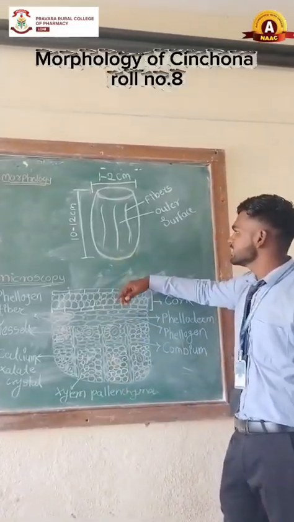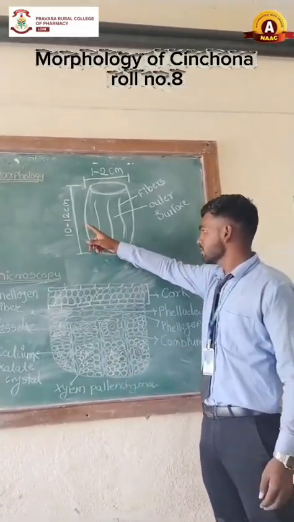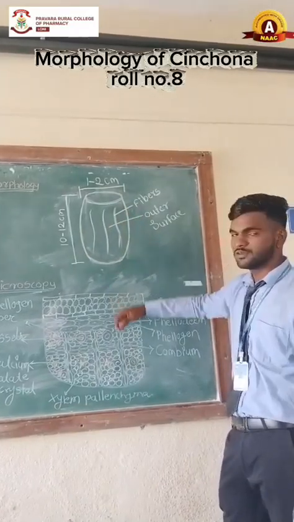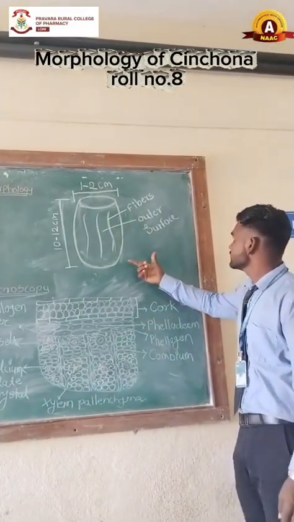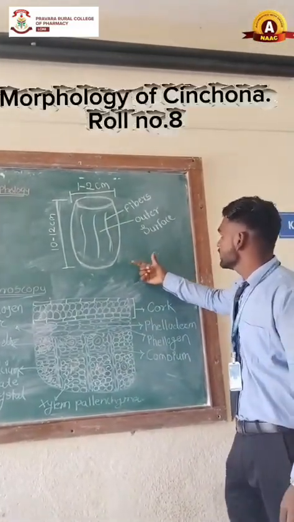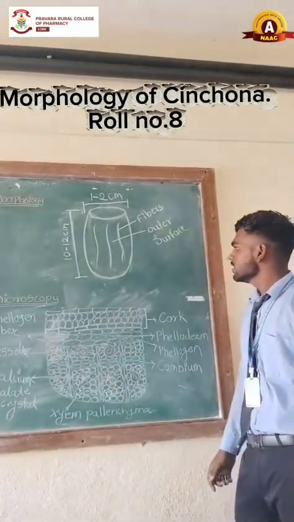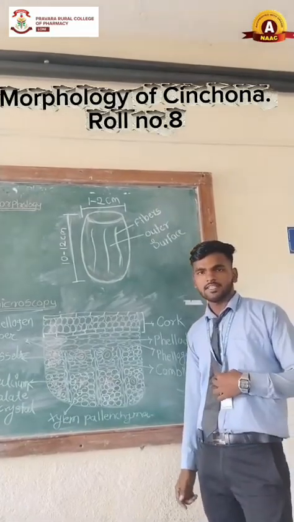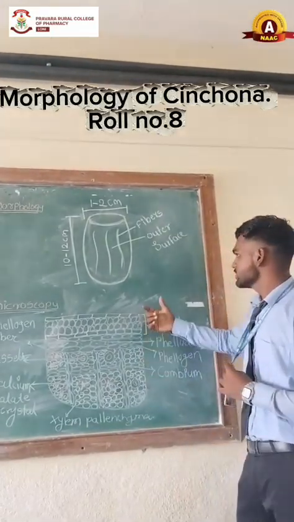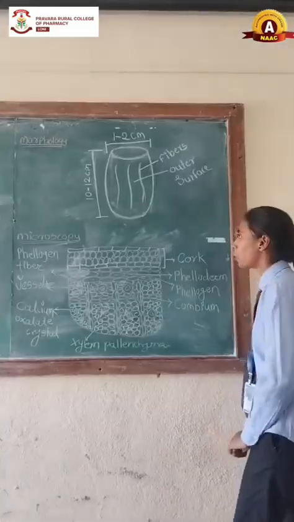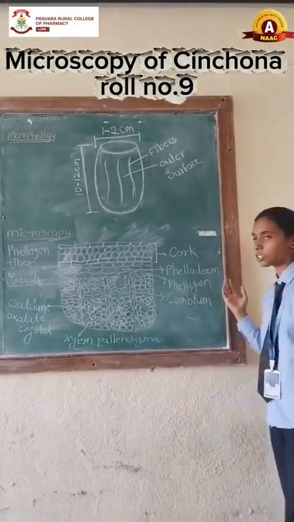Morphology of cinchona: its length is 10 to 12 cm and width is 1 to 10 cm. It contains fibers on the outer surface. It is rod shaped, and its physical properties are that the odor is characteristic and slight and the taste is bitter. Microscopy of cinchona bark: it consists of cork.